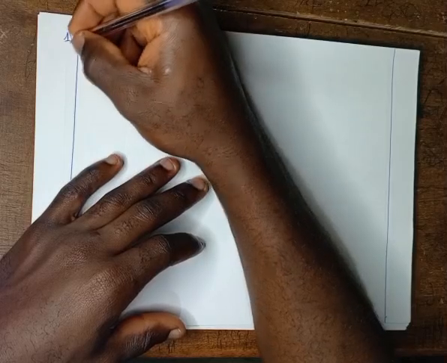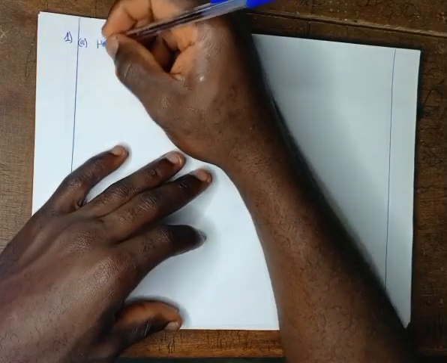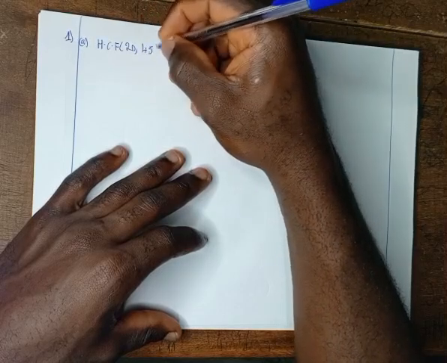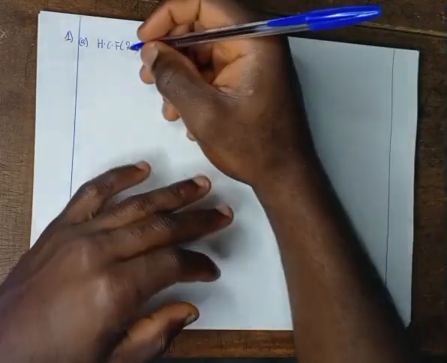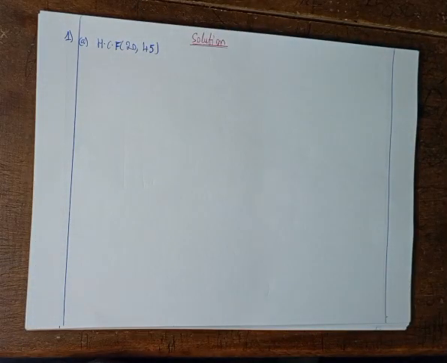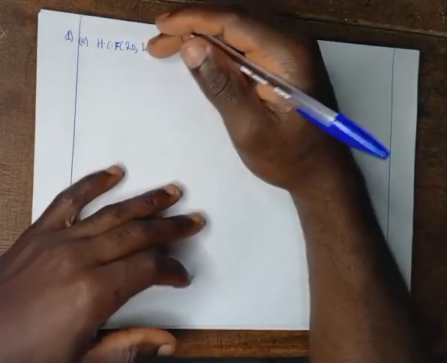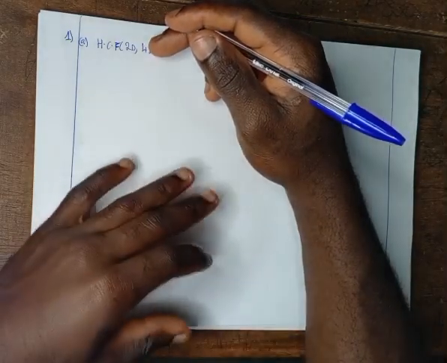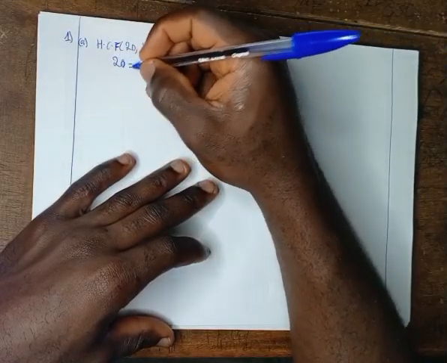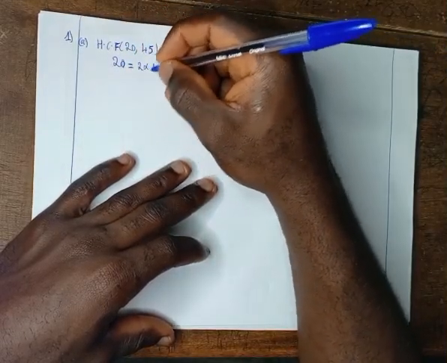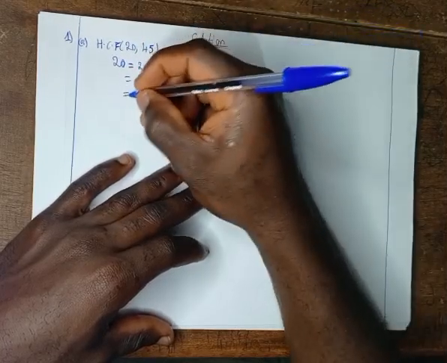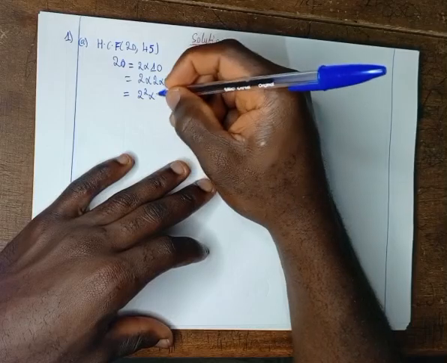Question 1A. We have to find the H.C.F of the numbers 20 and 45. So we can use any of the methods. For this first question, I'm going to make use of the method of prime factorization. So we take the first number 20. We know 20 is the same as 2 times 10, which is equal to 2 times 2 times 5. So this will give us 2 raised to the power 2 times 5.